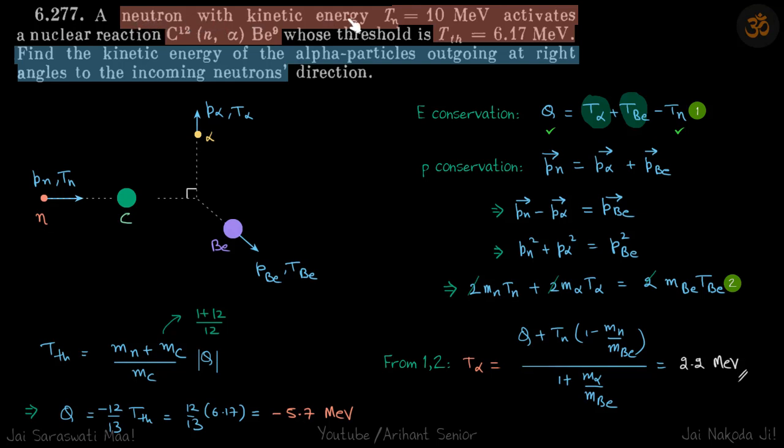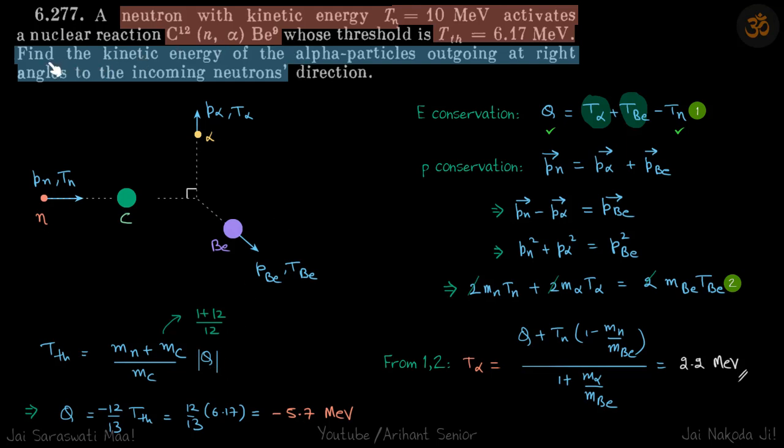A neutron with kinetic energy this much activates a nuclear reaction this, whose threshold is given. So immediately we can see that we know the masses and we know the threshold kinetic energy. So from this data we can calculate the Q value of this reaction using our standard equation.